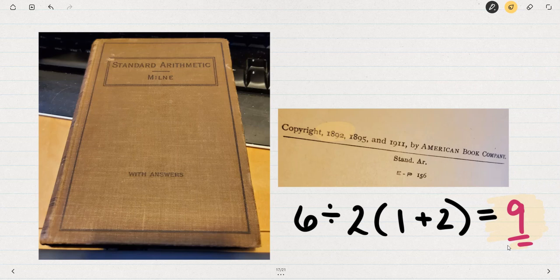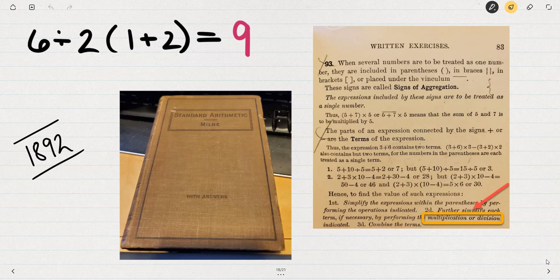So if you're going to tell me that you learned this differently back in the day, I want to know if you've maybe learned math before 1892. I'll look for another book that's even older, but I feel quite certain that even before 1892, the mathematics and arithmetic books that were printed, if they were doing this correctly, did this the same way. So here's a picture of page 83 from that book. And you'll see further: simplify each term if necessary by performing the multiplication or division indicated. So notice that we're going to do the multiplying and dividing based on whichever one comes first.